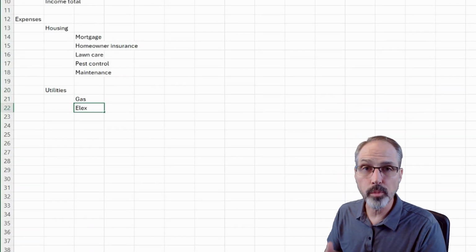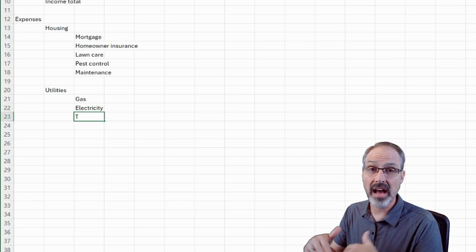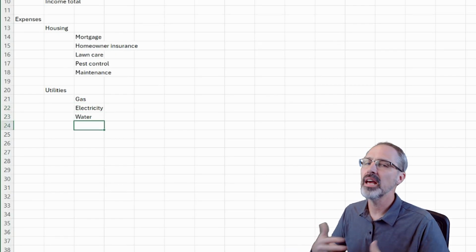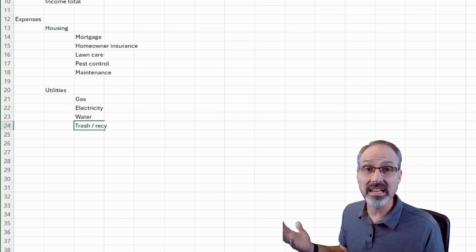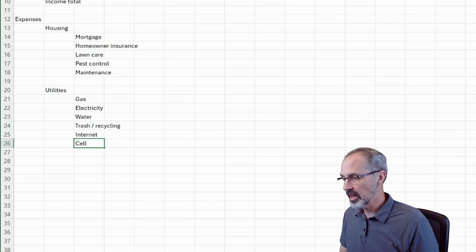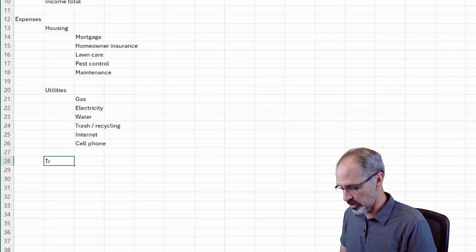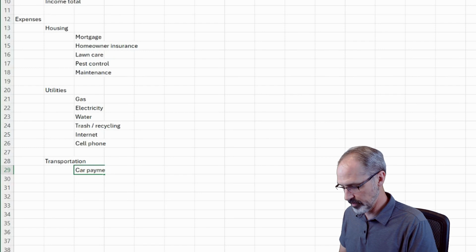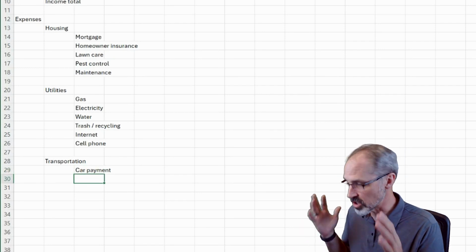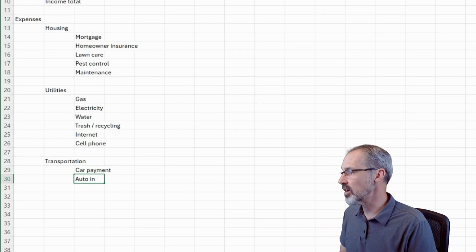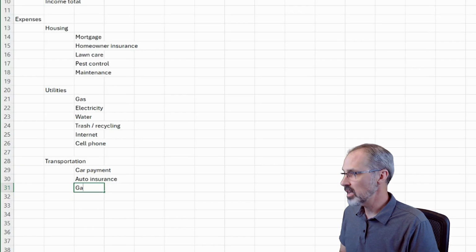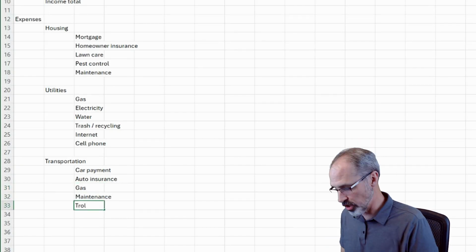This is essentially where you put any of the utilities that you have, those monthly statements that just allow you to stay existing in the modern world. All right, so let's do the next one, transportation, car payment. This person only has one car payment, not two car payments, so we're just going to put the one in there. But you also need things like auto insurance, and you need the gas and maintenance. And you can even do things, if you live in a metro area, like tolls.